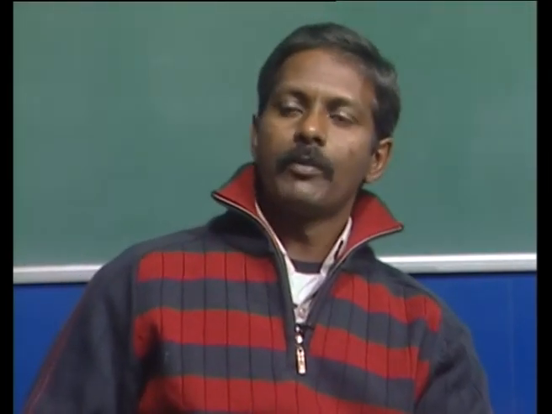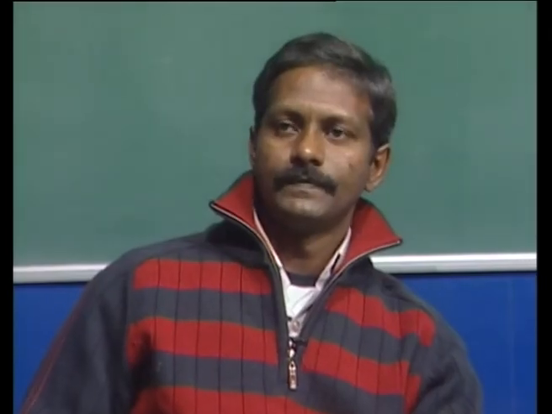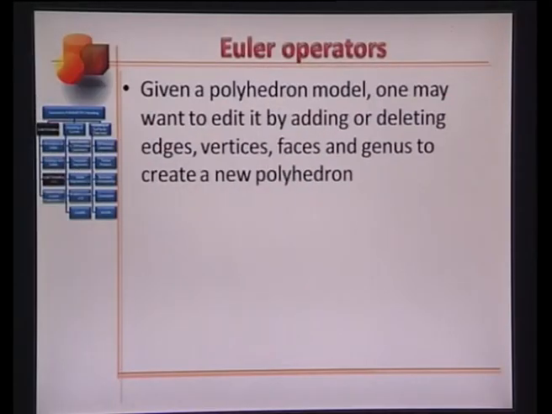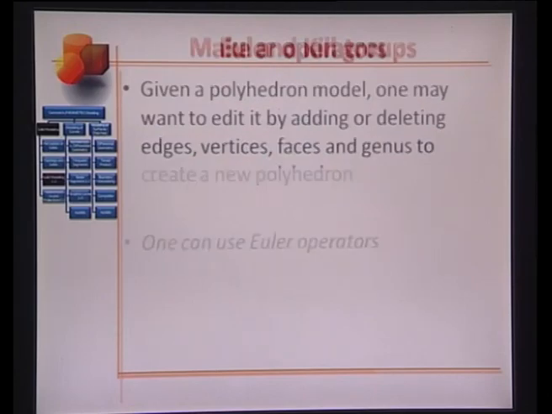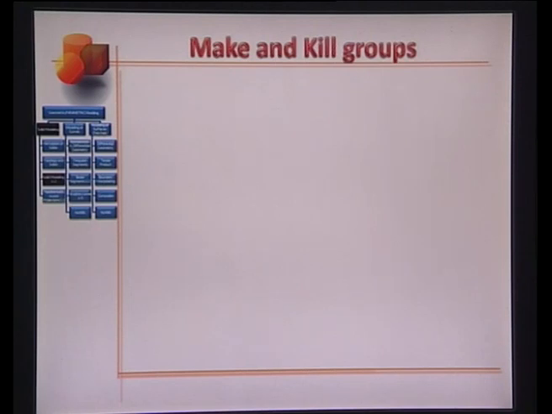We can use Euler operators to design solids. Given a polyhedron model, one may want to edit it by adding or deleting edges, vertices, faces, and genus to create a new polyhedron. One can use Euler operators for this purpose. There are two groups of Euler operators, namely the make group and the kill group.